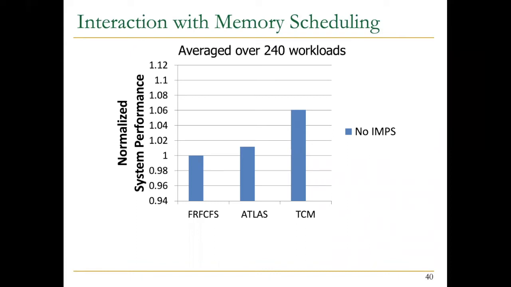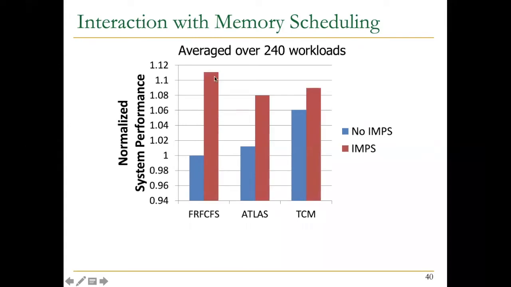Okay, so let's take a look at this interaction with memory scheduling, because it's very interesting, I think. So these are 3 memory schedulers that we use. On top of them, we implement or not implement IMPS, memory channel partitioning plus the prioritization mechanism, integrated memory channel partitioning and scheduling. The results are normalized to FRFCFS, as you can see. If on top of FRFCFS you implement IMPS, you get significant performance improvements. But you get also a benefit on top of ATLAS. The lowest benefit comes when you implement IMPS on top of TCM.